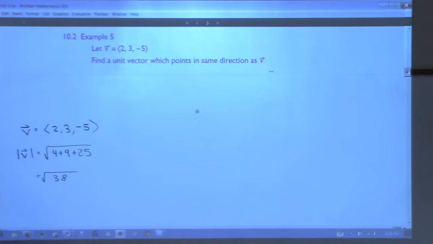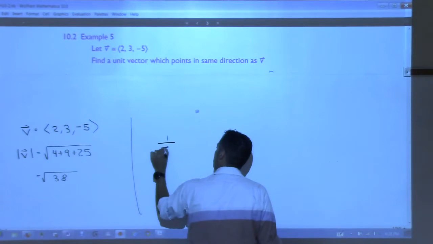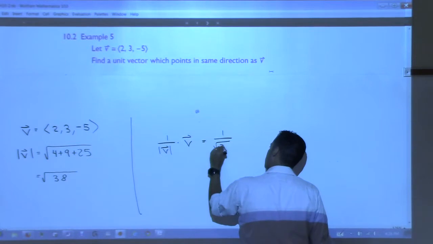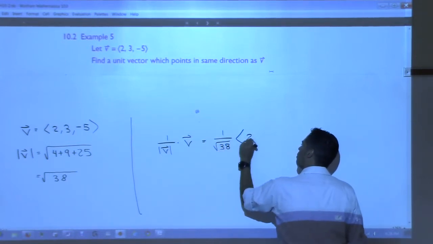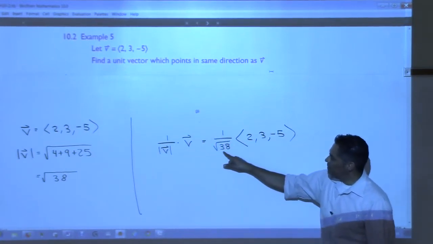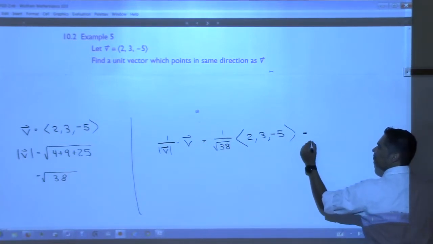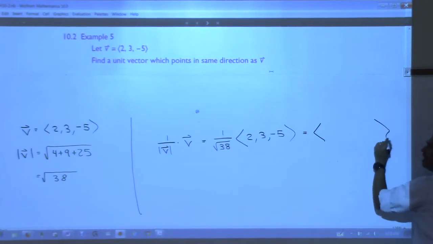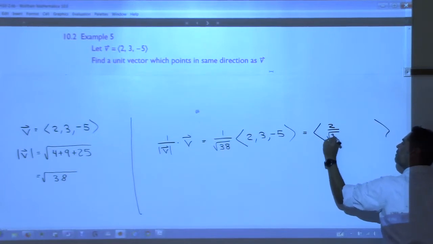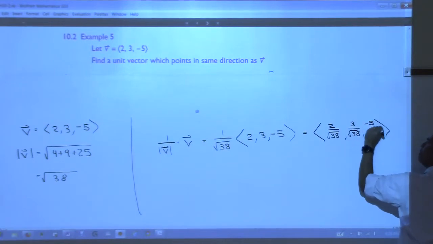So now what I want to do to find this unit vector is take 1 over the magnitude of v and multiply it times v, which means 1 over root 38 times the vector 2, 3, negative 5. So there's my 1 over magnitude of v times the vector v itself. And how do you multiply that through? Just right through, right? Each component gets multiplied by that. So it's 2 over root 38, 3 over root 38, negative 5 over root 38.